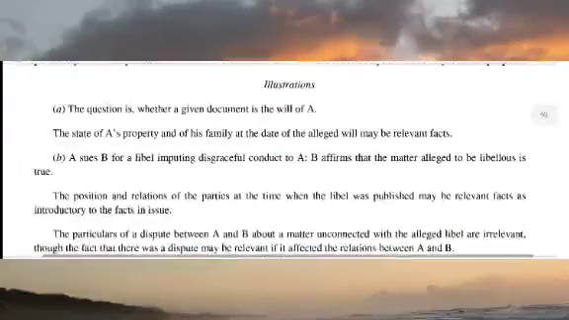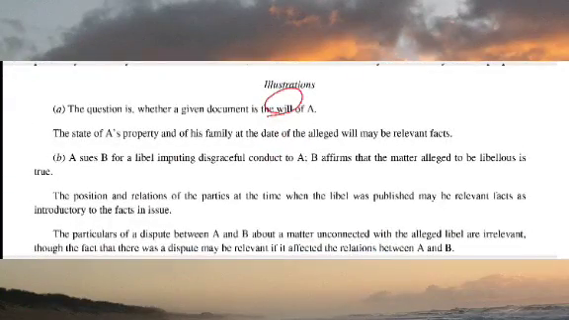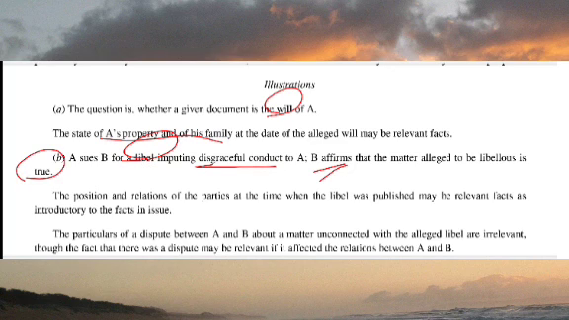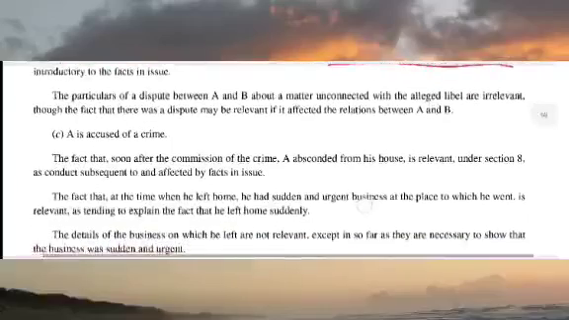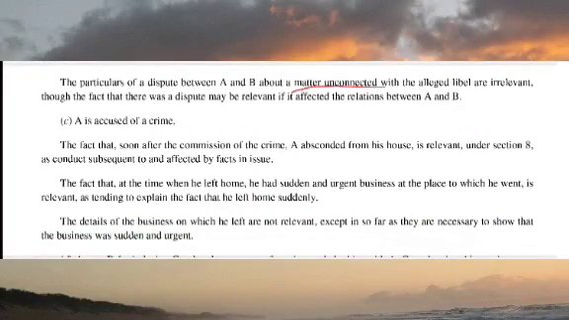The illustration is a will. Then the character and property of his family at the date of his will may be relevant. Libel, disgraceful conduct. B affirms the matter said to be libelous is true. The position and relation of the parties at the time when the libel is published may be relevant. Then the particulars of a dispute between A and B about a matter unconnected are not relevant.